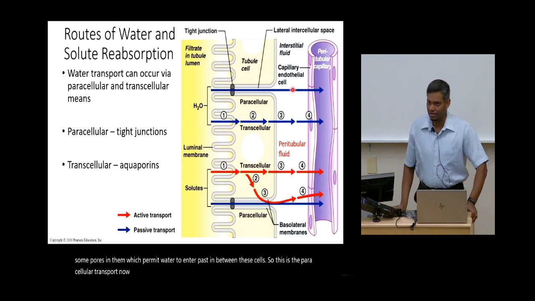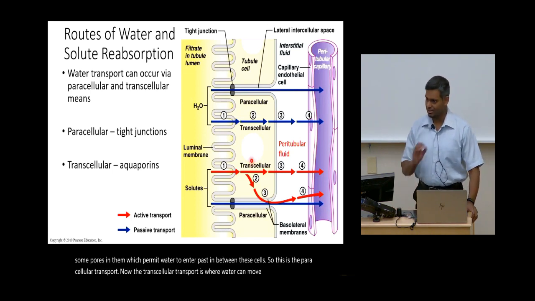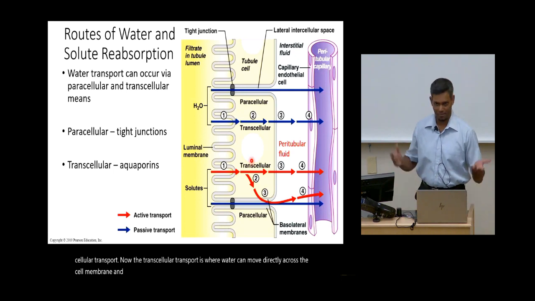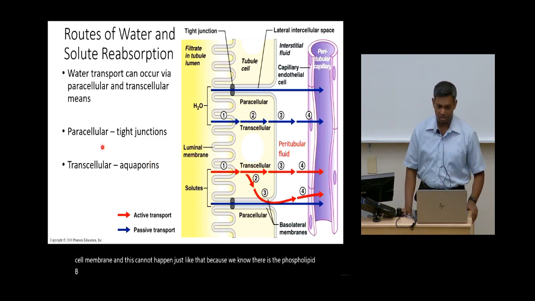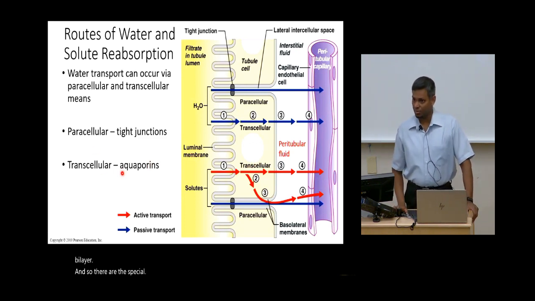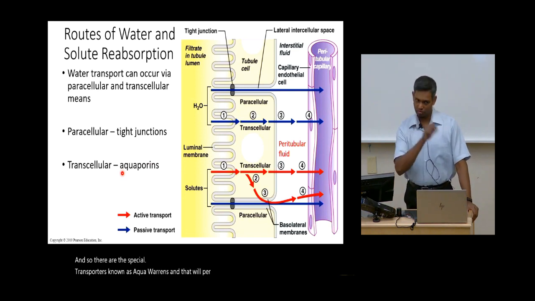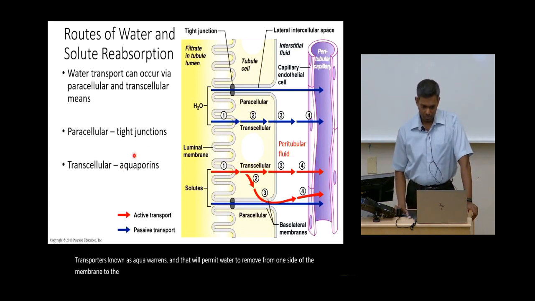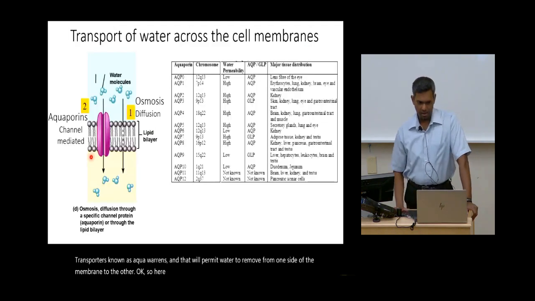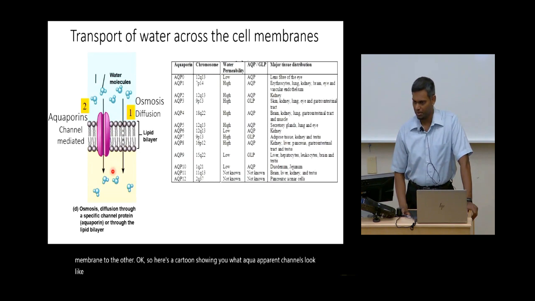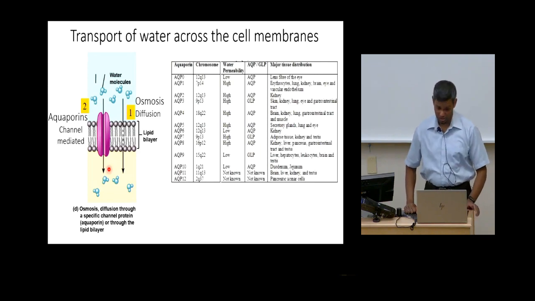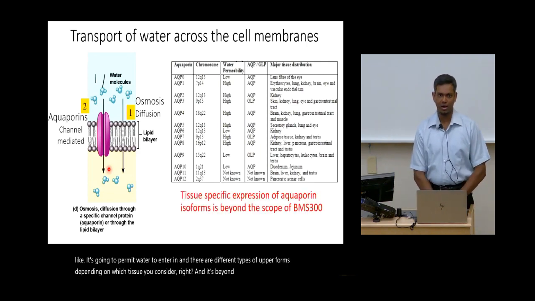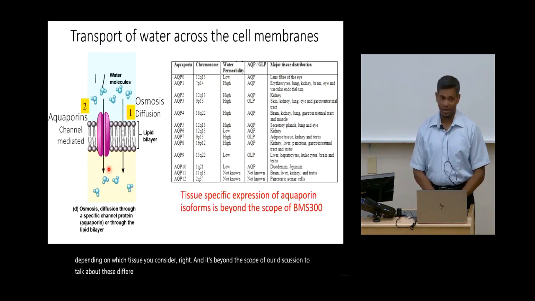Now the transcellular transport is where water can move directly across the cell membrane, and this cannot happen just like that because we know there is the phospholipid bilayer, and so there are these special transporters known as aquaporins, and that will permit water to move from one side of the membrane to the other. Okay, so here's a cartoon showing you what aquaporin channels look like. They're just going to permit water to enter in, and there are different types of aquaporins depending on which tissue you consider, right? And it's beyond the scope of our discussion to talk about these different isoforms, but I just put up this slide to tell you that things can be more complicated, right?